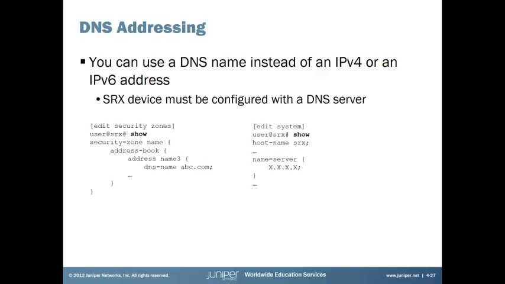Okay, I found this to be a really handy thing: the ability to use a DNS name instead of an IPv4 address or IPv6 address in a security policy. I had a situation where I needed to allow access into our internal networks to a particular individual. The problem was that this individual did not have a static IP address. They actually had a dynamic IP address.